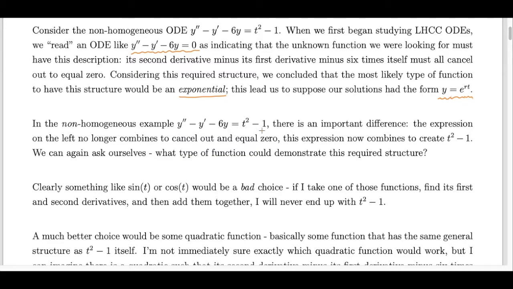Now, getting back to this non-homogeneous example, let's read what this equation says about my function. This ODE, once again, says that I should consider the second derivative minus the first derivative of the unknown function minus 6 times the function. But now that expression doesn't combine to give me 0. It combines to give me t squared minus 1. So again, we ask ourselves, what type of function could potentially have the structure such that this expression, once we simplify it, reduces to t squared minus 1.